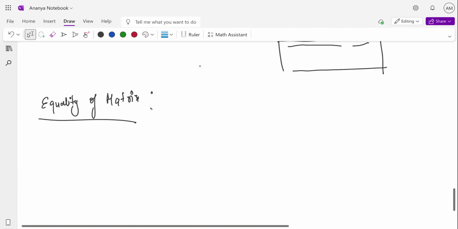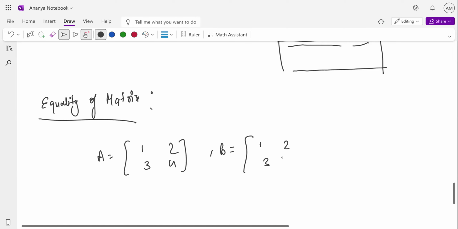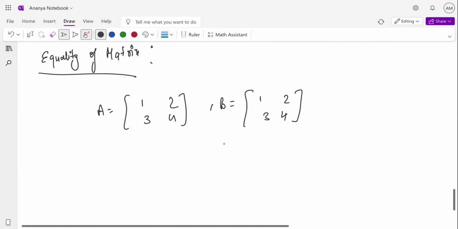For example, I have one matrix A, 1, 2, 3, 4, and B I have is 1, 2, 3, 4. I can say both are equal, okay? But if I have another matrix, let's call it C, which is like 1, 2, 3, 4 with different entries, you can see they are not equal.